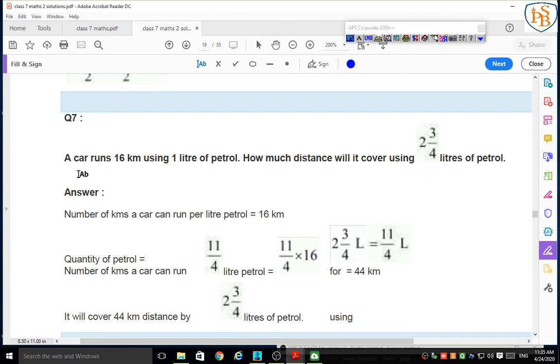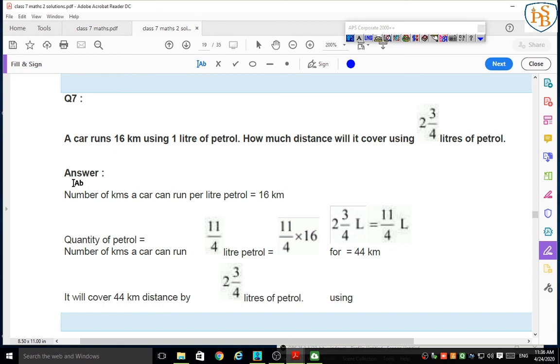Now the last question, that is question number 7. Look carefully. A car runs 16 km using 1 liter of petrol. How much distance will it cover using 2 and 3 upon 4 liters of petrol? Answer. The number of kilometers a car can run per liter of petrol is 16 km.